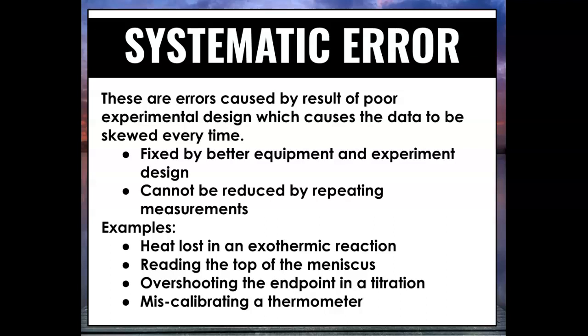Some examples of this are heat loss in an exothermic reaction, reading the top of the meniscus rather than the bottom, overshooting the endpoint in a titration and counting that as a trial, and the miscalibration of a thermometer when you are doing a lab that involves exothermic or endothermic processes that require you to take ranges in the thermometer.